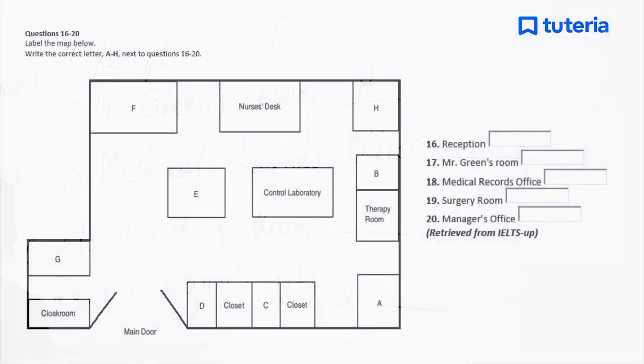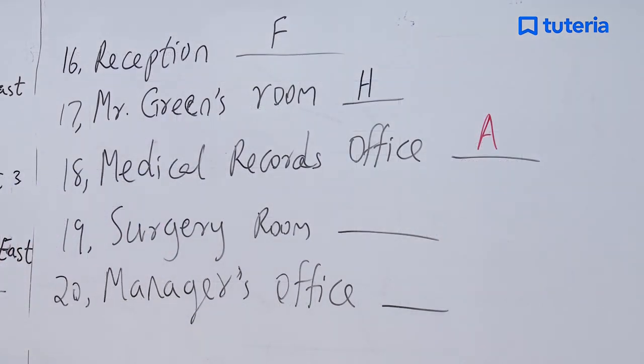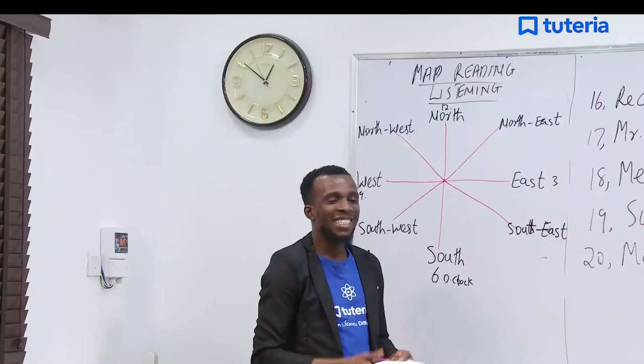Then the medical record office is next to the therapy room. Next to the therapy room. So what is your answer? That is beside the therapy room. So the answer is what? A. Thank you. Who got that? That was very clever. I just said this now. I know someone forgot themselves.